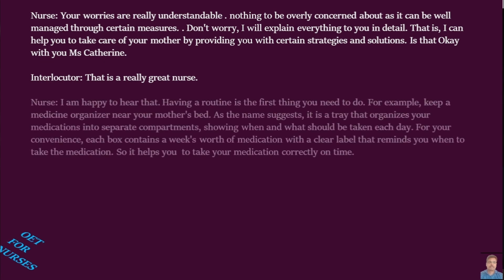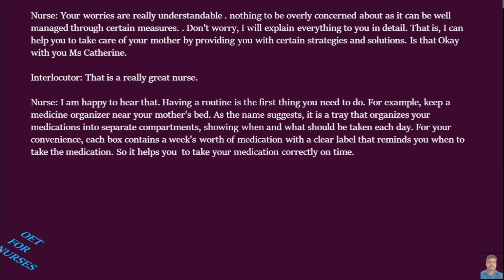Having a routine is the first thing you need to do. First of all, for example, keep a medicine organizer near your mother's bed. As the name suggests, it is a tray that organizes your medications into separate compartments, showing when and what should be taken each day for your convenience. Each box contains a week's worth of medication with a clear label that reminds you when to take the medications. So it helps you to take your medications correctly on time.